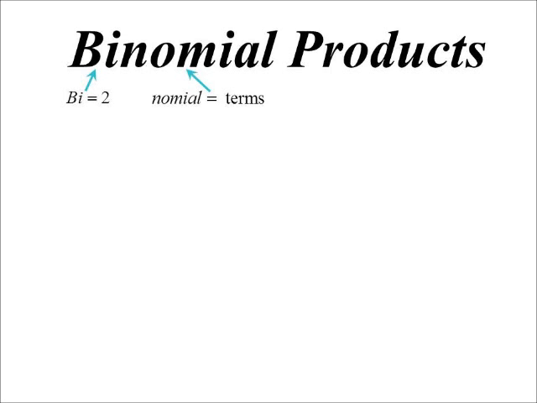And we're talking about the product. So we're going to multiply things that have two terms. So there's the good old classic x plus 6, x plus 1, something like that. And you've probably seen the FOIL method. Remember that one? First, outside, inside, last.